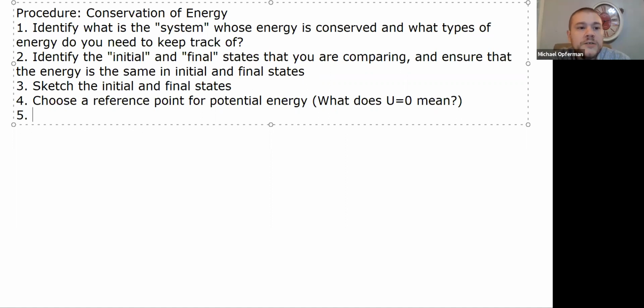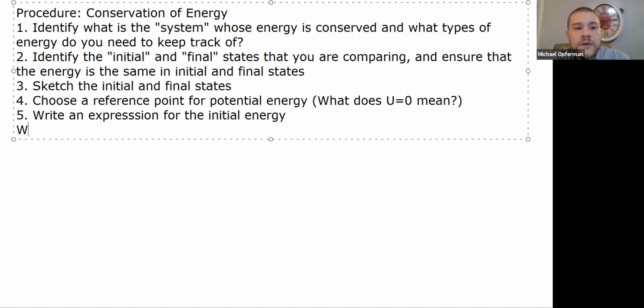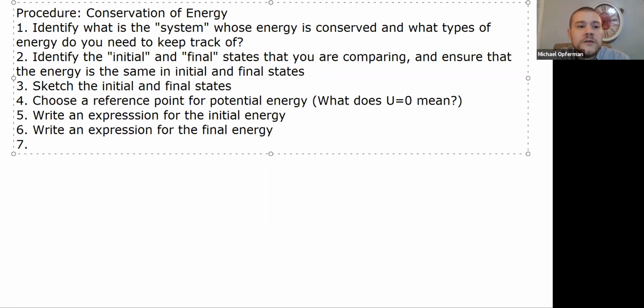Number five is to write an expression for the initial energy. And then number six, write an expression for the final energy. And then number seven, set the initial energy equal to the final energy.